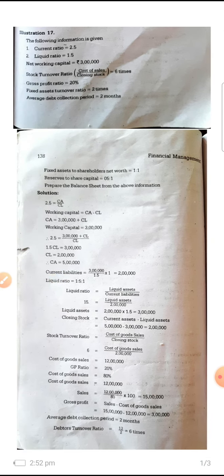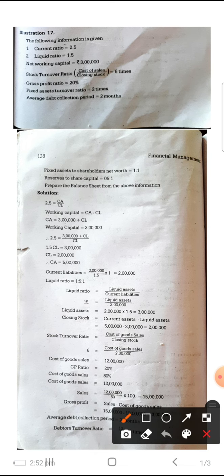Current ratio, what is the formula? Current assets divided by current liability. If you cross multiply, you will get 2.5 is to current assets divided by current liability, because you don't have the information about current assets and current liability. Next information, you have working capital. Working capital is equal to current assets minus current liability. It means current asset is equal to, if you cross multiply, 2.5 current liability.